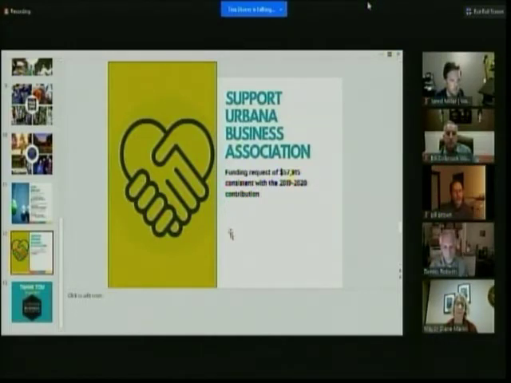Because without your continued support to the UBA, we feel like there would be a great many differences that would happen, and a lot of the events will dry up. We won't be able to host things. A lot of the tourism will not be there. And we just don't want to see downtown Urbana or any of the businesses in Urbana fail during this crucial time.